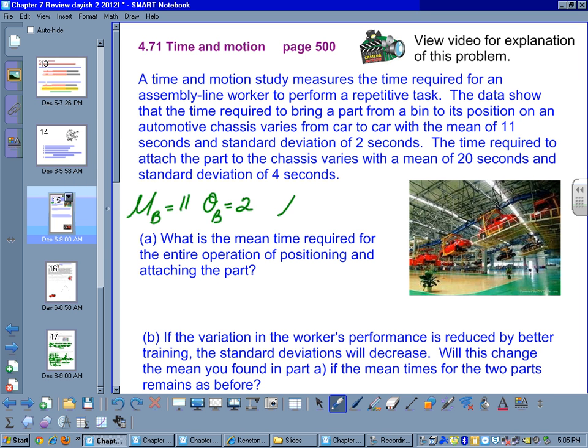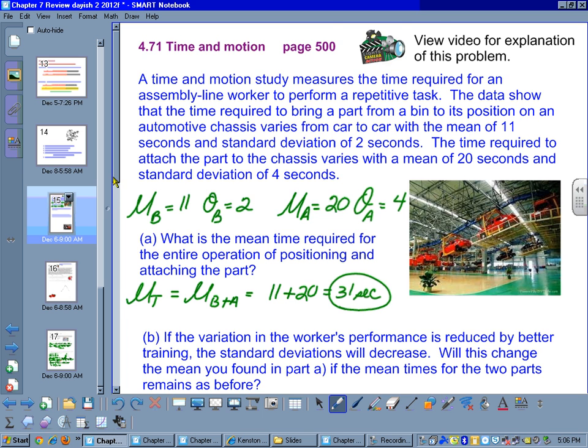And then we also have a distribution for attaching the part to the automobile, and that has a mean of 20 seconds and a standard deviation of 4. So the first question is, what is the mean of the total operation? The mean of the total operation is the mean of the bin plus the attachment, which is simply 11 plus 20, or 31 seconds.